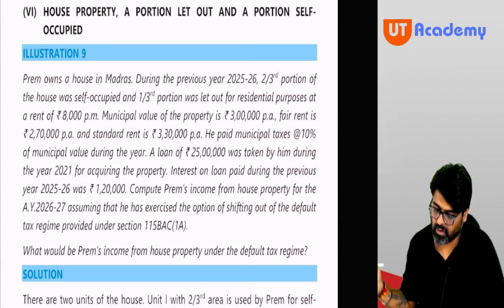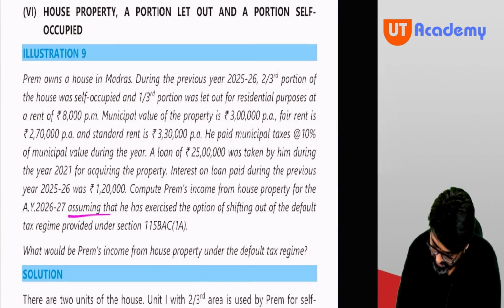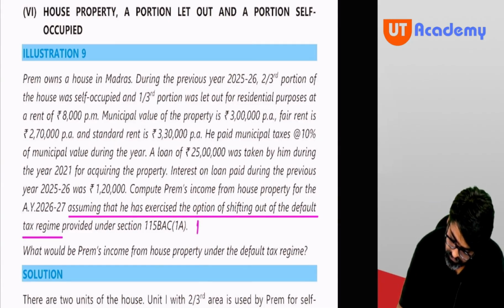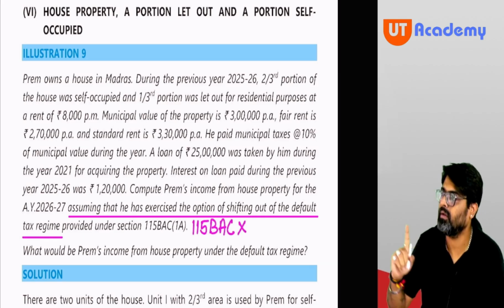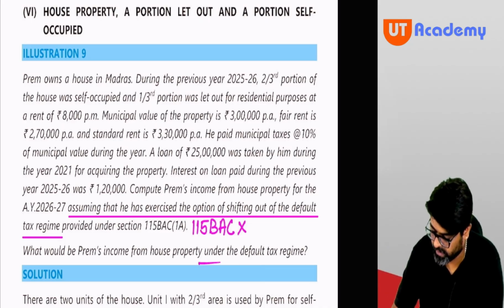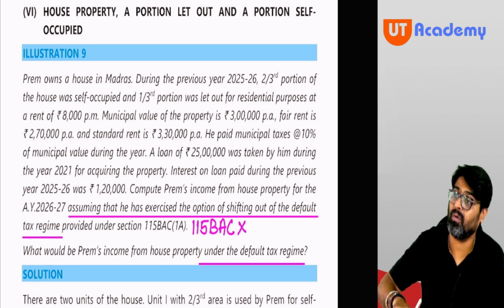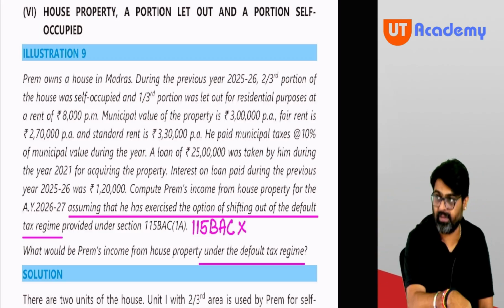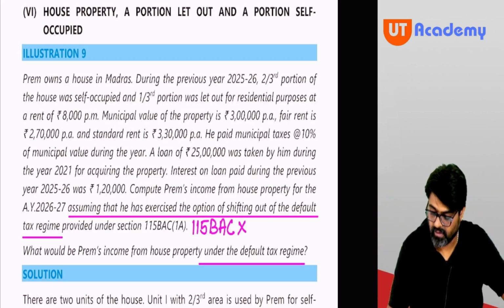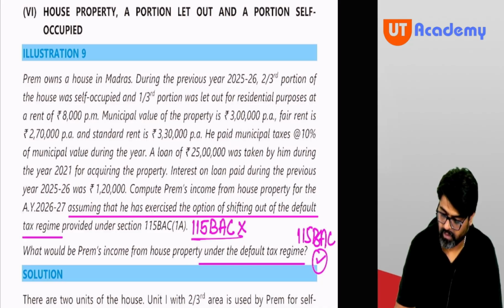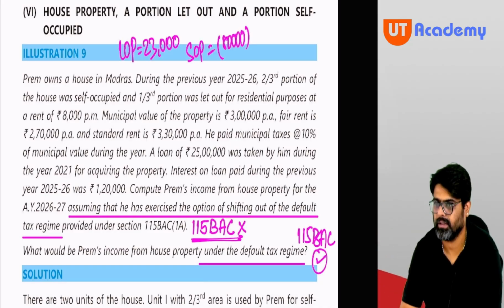Now, this question you are solving. You are solving this question assuming that the assessee has shifted out of the default tax regime, meaning following 115BAC, or not following. Now, one solution will be like this, and see the second solution. What would be Prem's income from house property under it? So first solve as per no 115BAC, final answer, done. Then again solve the same question as if he is following 115BAC. Both ways we are going to solve. Don't worry. But you are going to solve as per 115BAC and give me the answer. Come on. Shall we start?